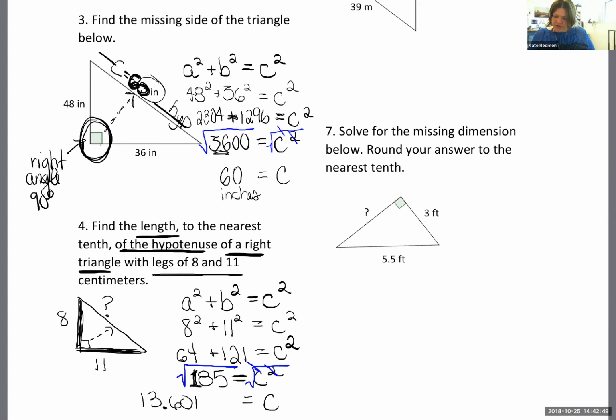13.601, and there's a lot more decimals after that, 4705, but I am not even trying to write down all those decimal places. So I'll just write down a few in order that you guys can see my rounding.